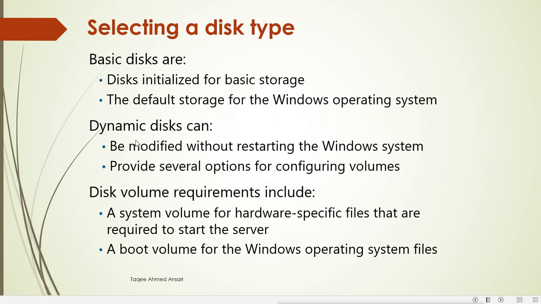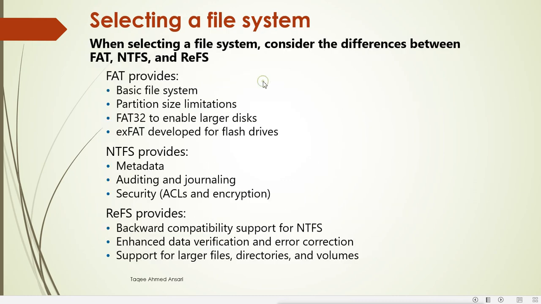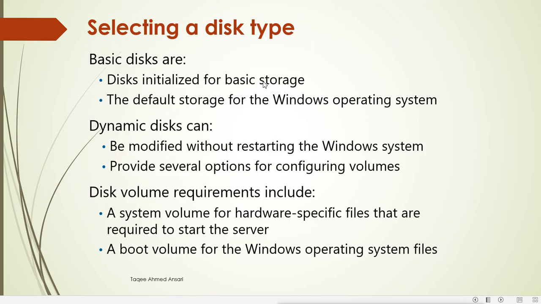So in Windows we have different disk types, like basic disk and dynamic disk. Basic disk means a disk initialized for basic storage. That means the normal partitions we create, and it is the default storage for the Windows operating system. Whenever we use a hard disk, it will always be on basic. It will always remain on basic.